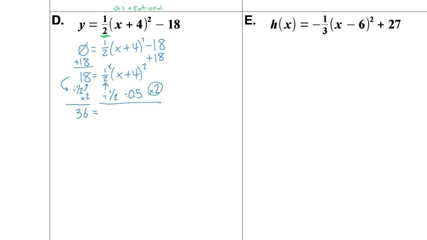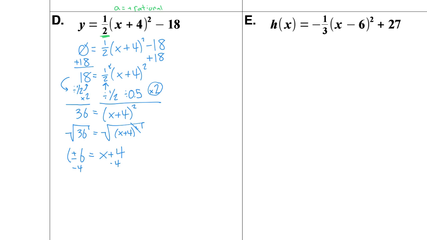just the 1 (x plus 4) squared. And then we do our normal stuff. Square root both sides to get rid of the exponent. Those will cancel out. We get plus or minus 6. And we got x plus 4 over here. We're going to subtract 4 from both sides.